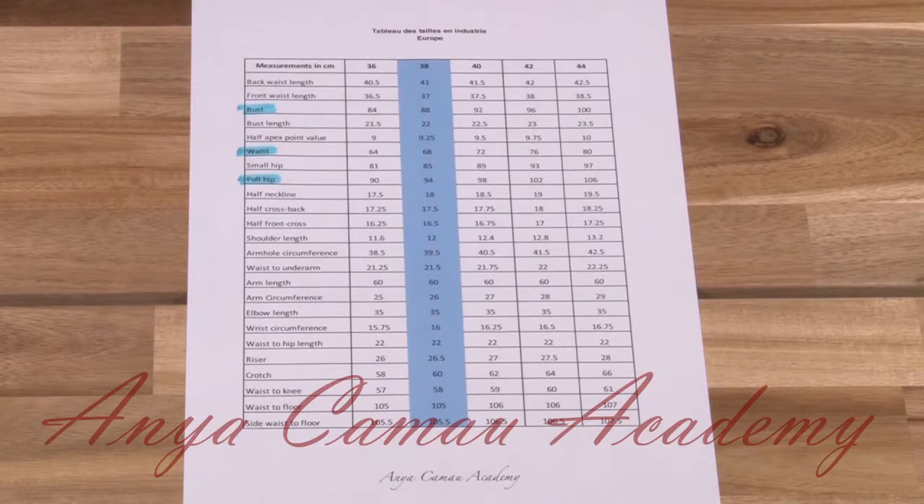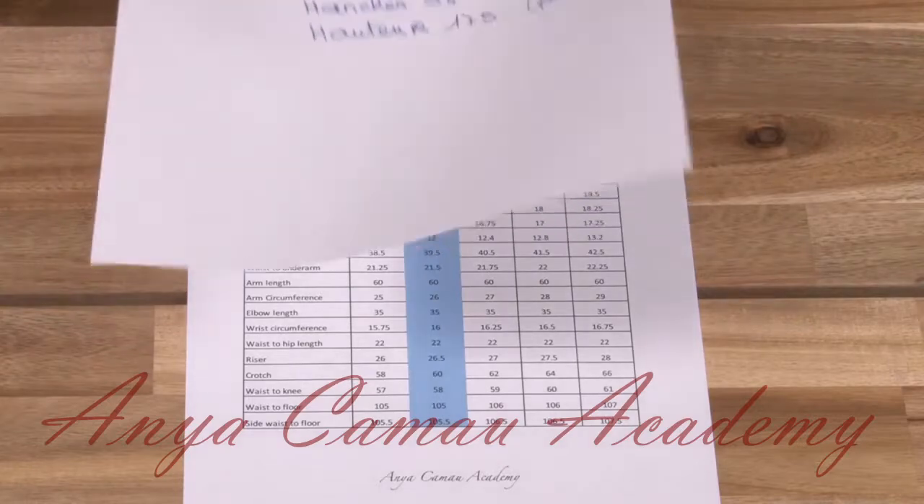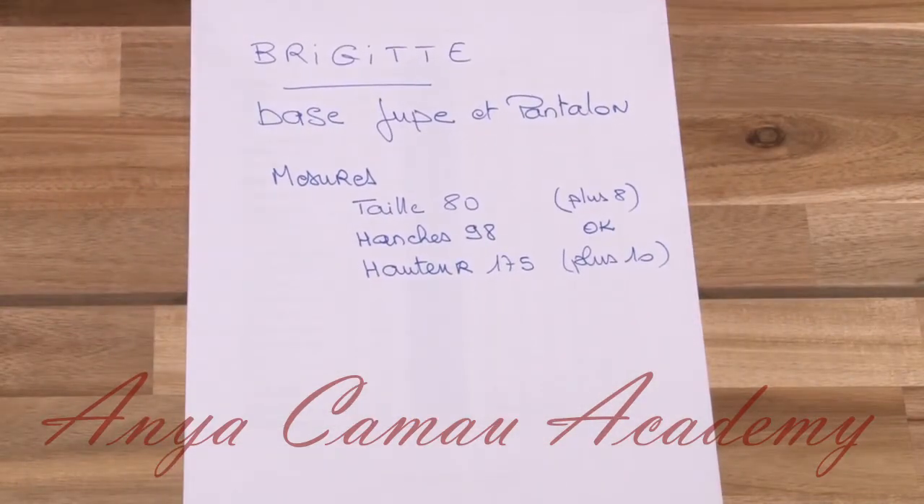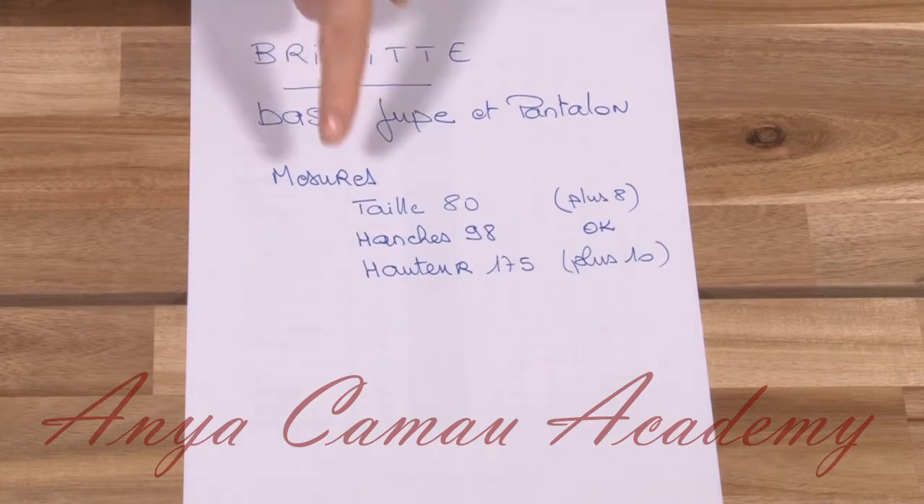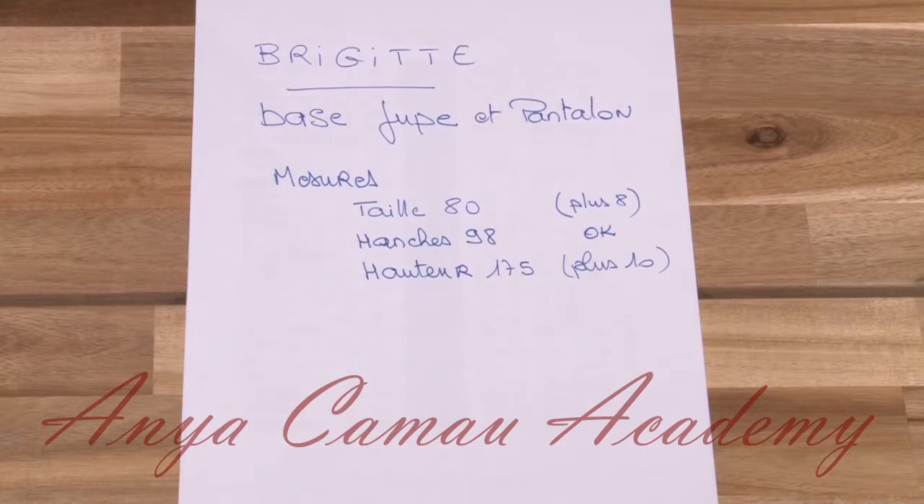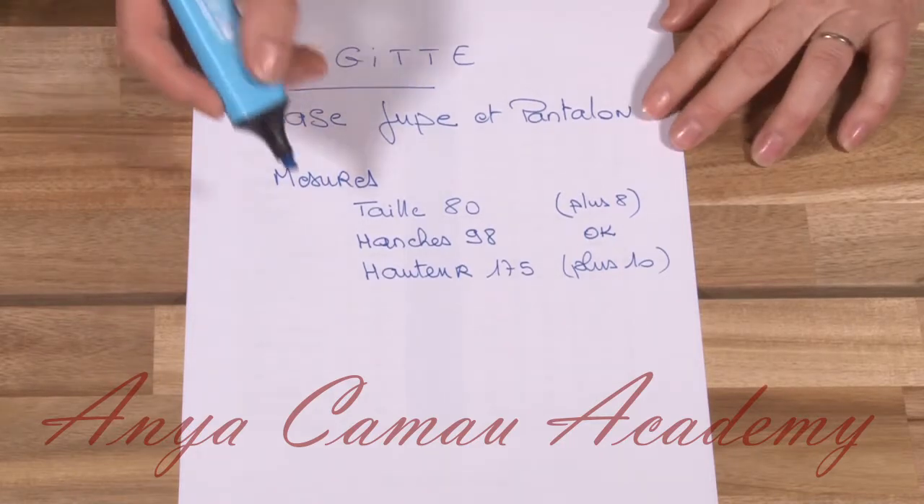We are going to take care of Brigitte. Here are Brigitte's measurements. You see that it is 80 cm for waist circumference, 98 cm at the hips, for a total height of 1.75 meter. As I will take care of Brigitte's skirts and trousers, the measure that interests me here is that of the hips.